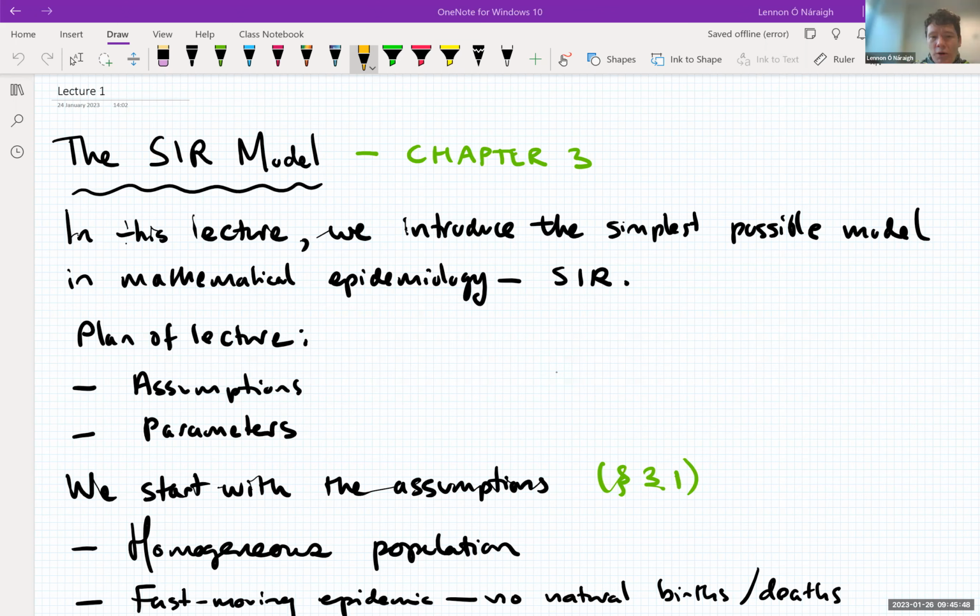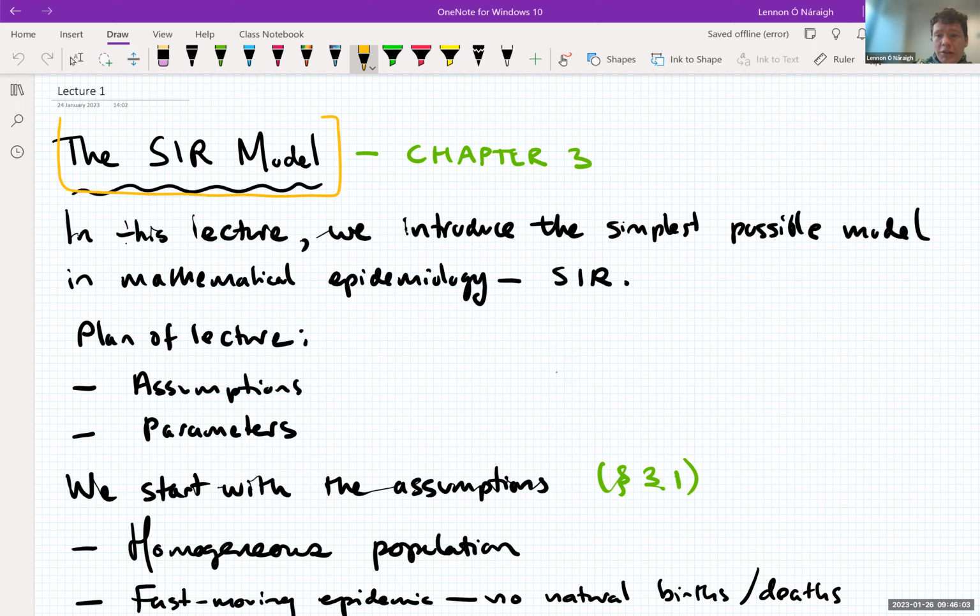Welcome to this course on epidemic modeling. So the aim of this short course is to understand in detail the so-called SIR model. And start here at chapter 3 of the lecture notes.